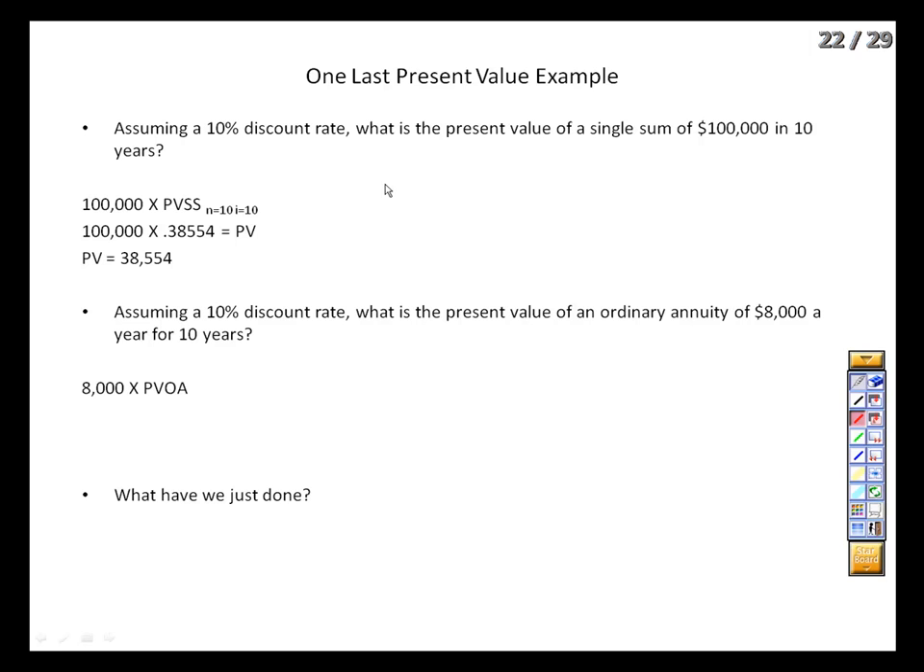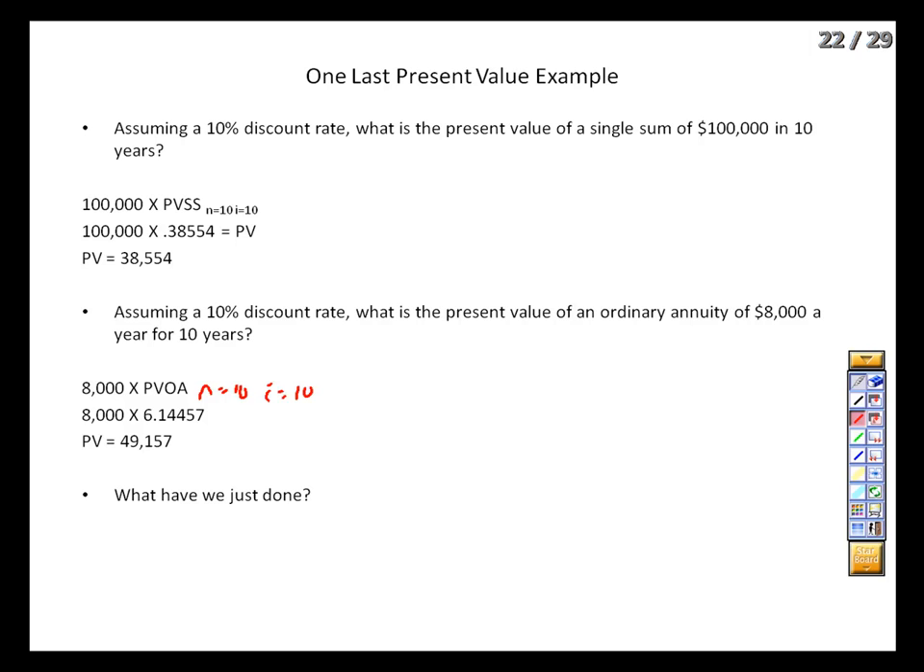Assuming a 10% rate, let's now calculate the present value of an annuity of $8,000 a year for 10 years. $8,000 times our annuity table factor with n equal to 10 and i equal to 10. This yields a table factor of 6.14457 for a present value of $49,157.